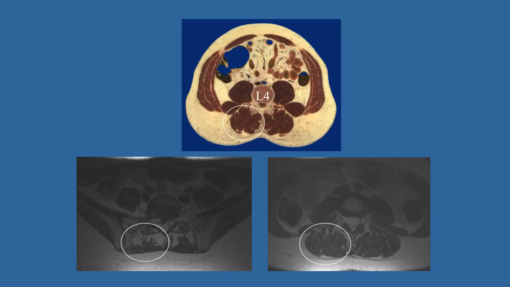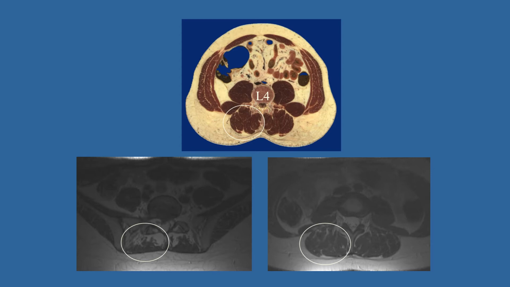So this is a cadaveric cross-section on top at L4. L4 is the level that we're at on the bottom right-hand corner. Okay, and you can see what that erector spinae musculature should look like. It should be full, healthy. We shouldn't see any fatty infiltration in there.